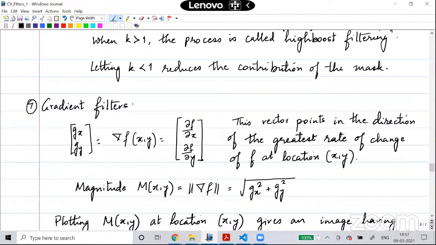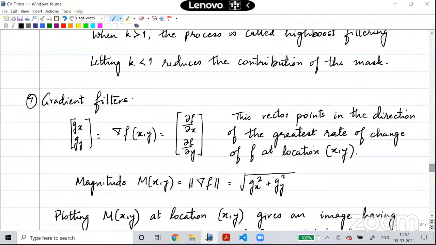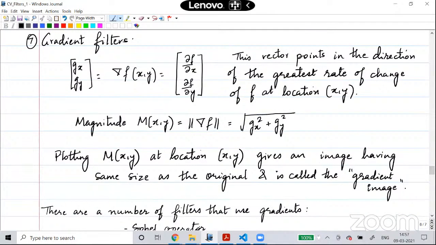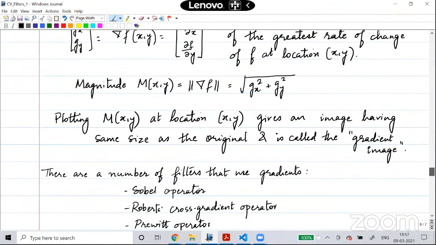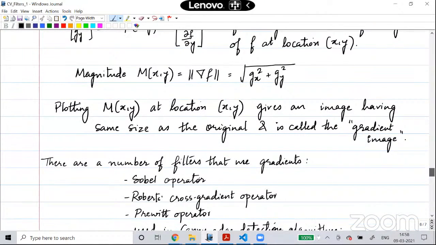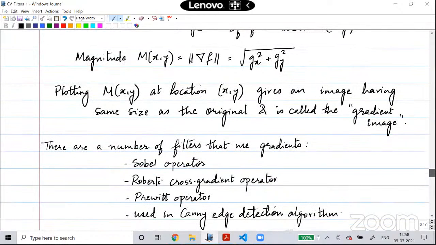Now these gradients can be used in many ways to form filters. We know what the definition of the gradient is: the first derivative, the second derivative, where derivatives for images are calculated using finite differences. The magnitude of the derivative is just calculated like this. There is one kind of plot which is called the gradient image. It simply plots these magnitudes at the locations of the pixels. There might be an example in the book that shows that. But anyway, there are a number of filters that can be formed using gradients.